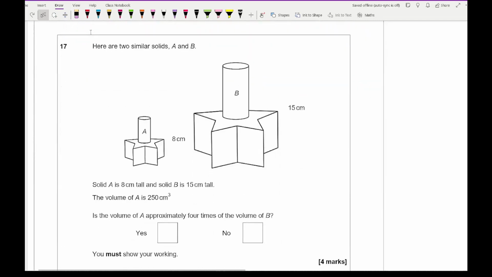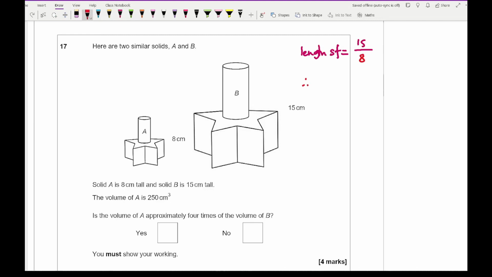Moving on to question 17, it says here are two similar solids, and we've got A and B. Solid A is 8 centimeters tall and B is 15 centimeters tall. The volume of A is 250 cubic centimeters. Is the volume of A approximately 4 times the volume of B? So let's have a look. So the first thing we can work out is we need to work out the length scale factor. Now the length scale factor is going to be 15 over 8. I don't know why I've written 9, so let me just correct that. So it's going to be 15 over 8.